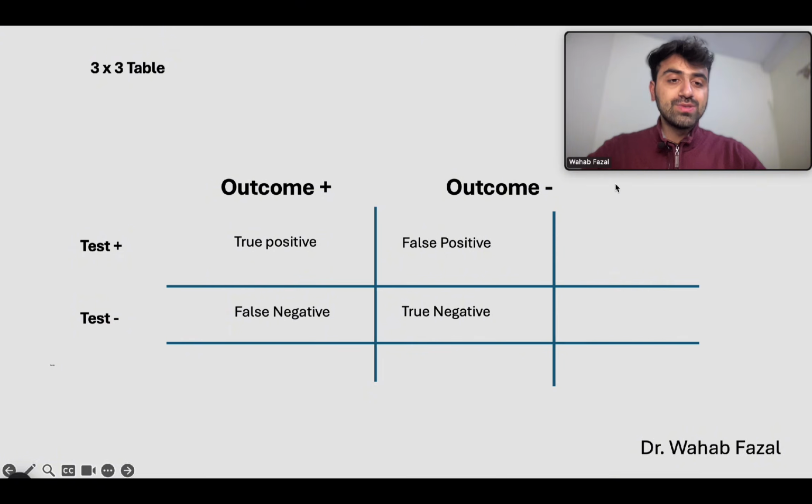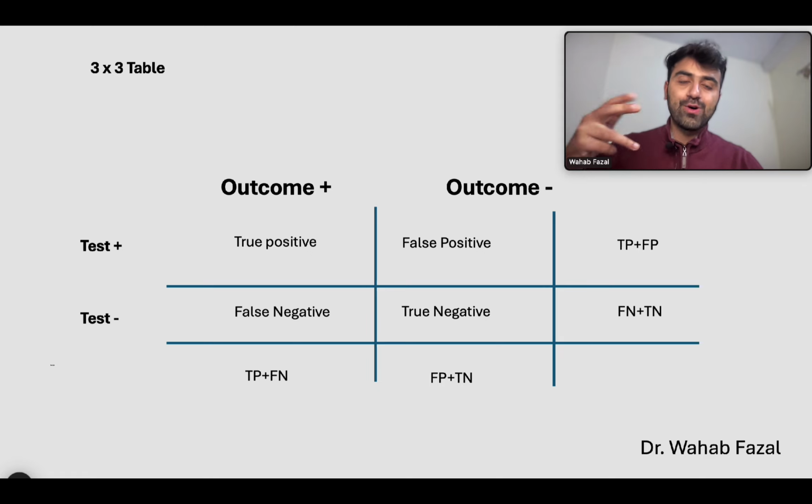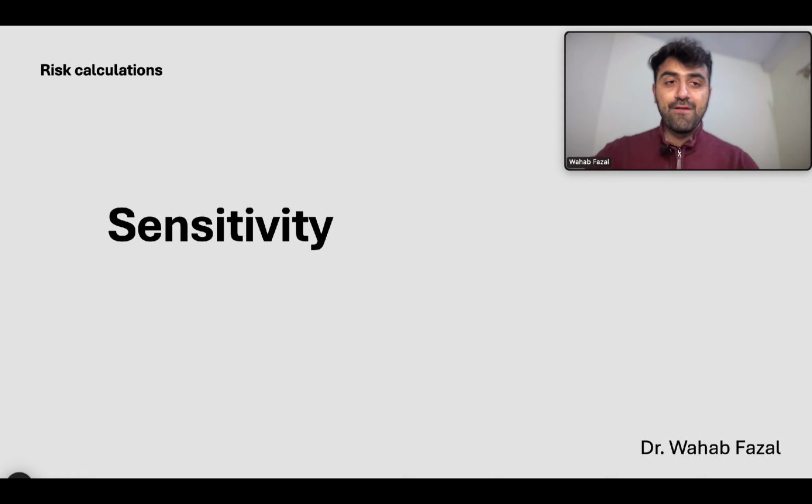So how I use the third column and third row is to keep the total of each row here and each column here. So this is how we will use this table. So this is TP plus FN. I'm not going to talk about each one of these, and let's go through each one of these when we talk about the relevant explanation.